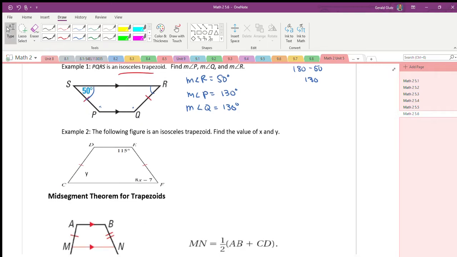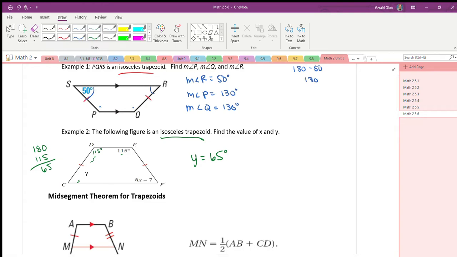So in example 2, the following figure is an isosceles trapezoid. Find the value of x and y. It didn't ask us to find this, but if we had to find angle D, that would also be 115 because these two are congruent. And we know that these two are supplementary. So what number would we add to 115 to get 180? 180 minus 115 is 65. So that means y has to equal 65 degrees.